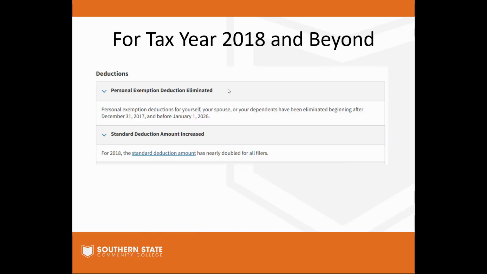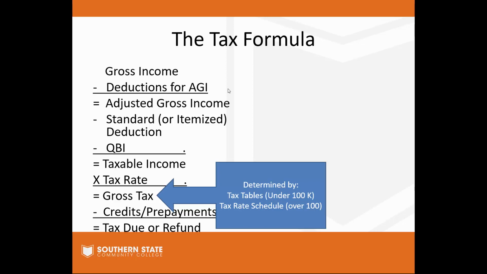We strike out QBI, and we get taxable income. We multiply that by the tax rate, gives us gross tax. For our purposes, a lot of the times we're either going to let the tax software calculate it, or if we're doing things by hand, we'll look up the tax in tax tables, which I'll show you how to use in a second, and then also tax rate schedules, which we'll demonstrate later on.